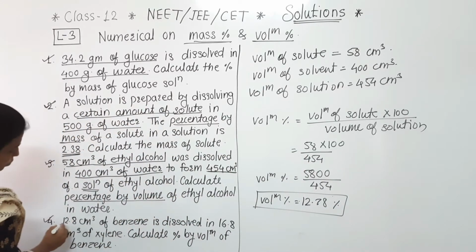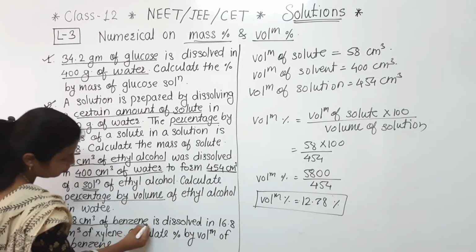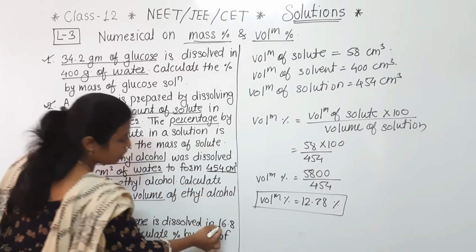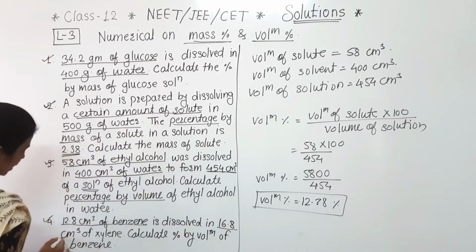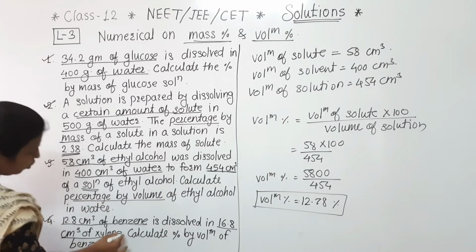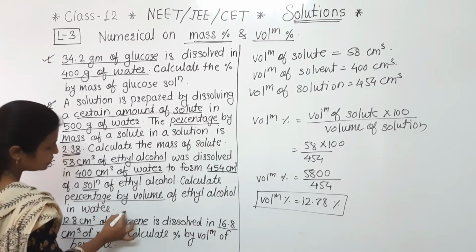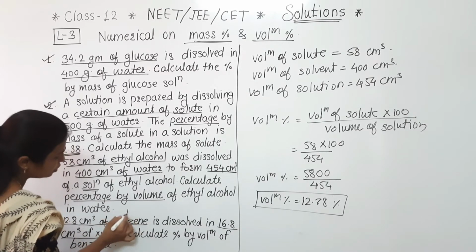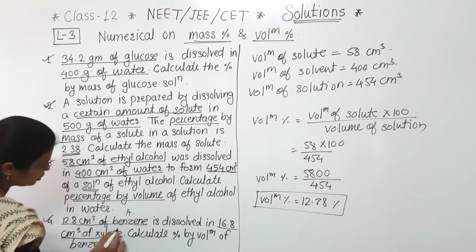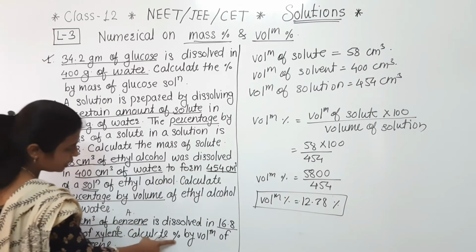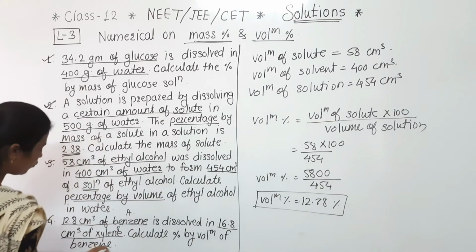Fourth one, 12.8 centimeter cube of benzene is dissolved in 16.8 centimeter cube of xylene. Means here benzene is solute, so A, and xylene is solvent, means B. Calculate the percentage by volume of benzene.